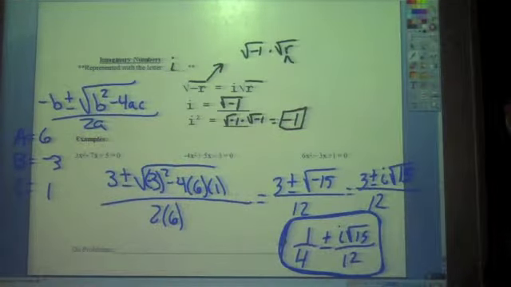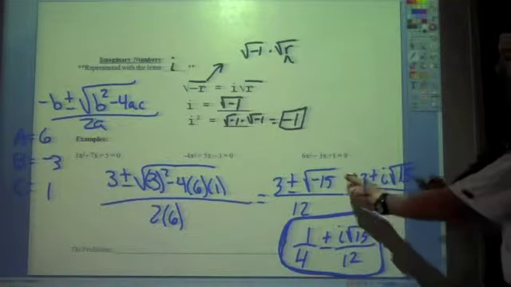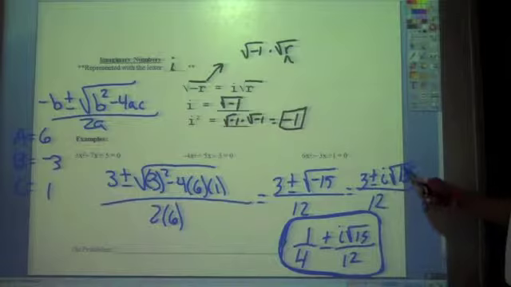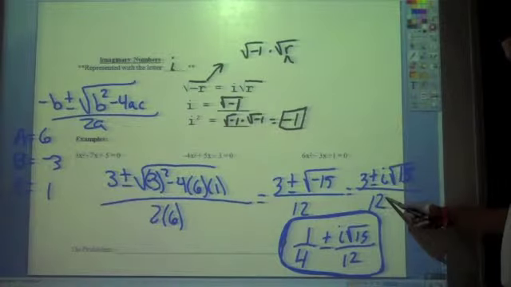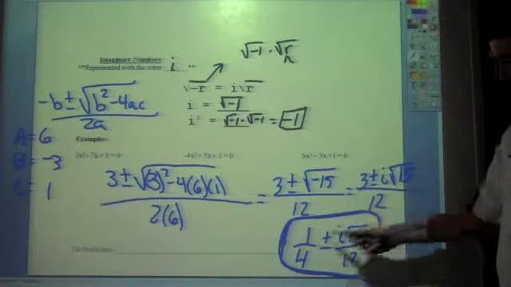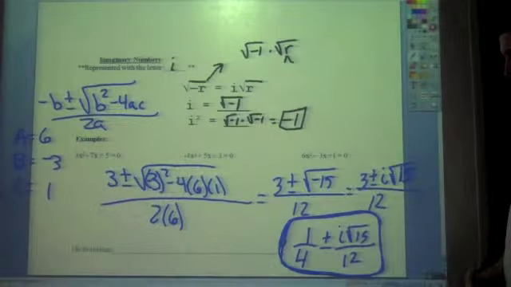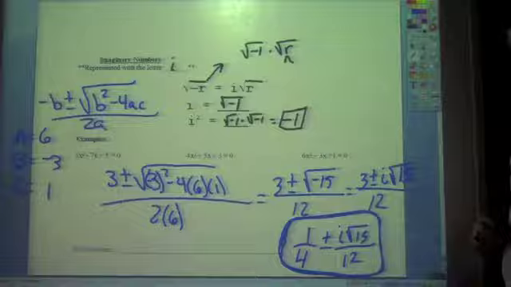So what I did essentially was I used the plus and minus sign here to make two separate fractions. One was 3 over 12, and the other one was i square root of 15 over 12. I was able to reduce 3 over 12 into 1 over 4. I could not reduce i square root of 15 over 12, so it had to stay like that.